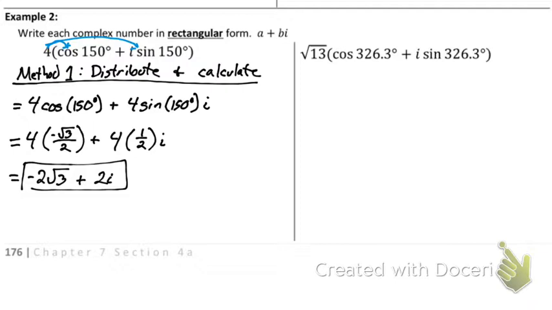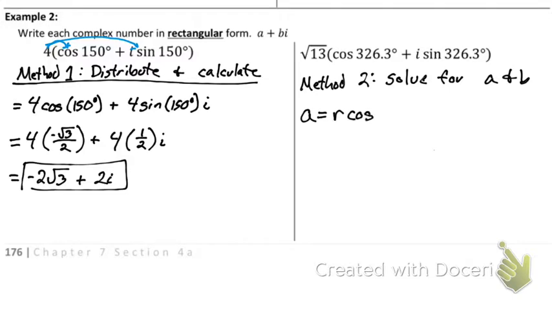The other method, method 2, is to actually solve for a and b. And what I mean by that is if you look above right now, we can say a equals r times cosine of theta. Well, in this case, our r value is square root of 13, and our theta value is 326.3. So we're just going to do square root of 13 times cosine of 326.3 degrees. And we're just going to come up with a is about 3.